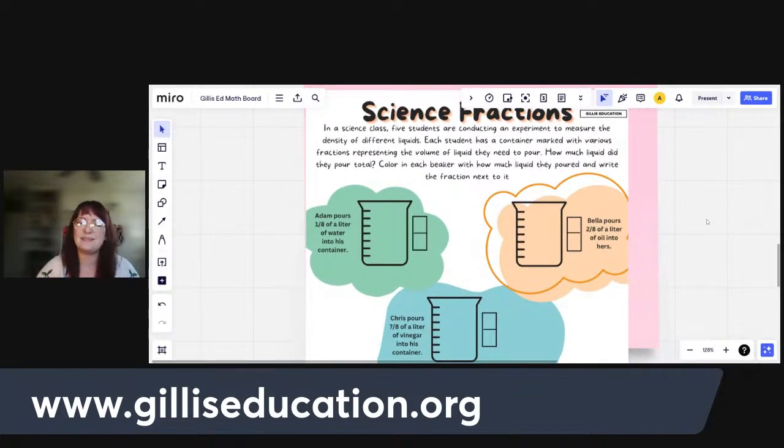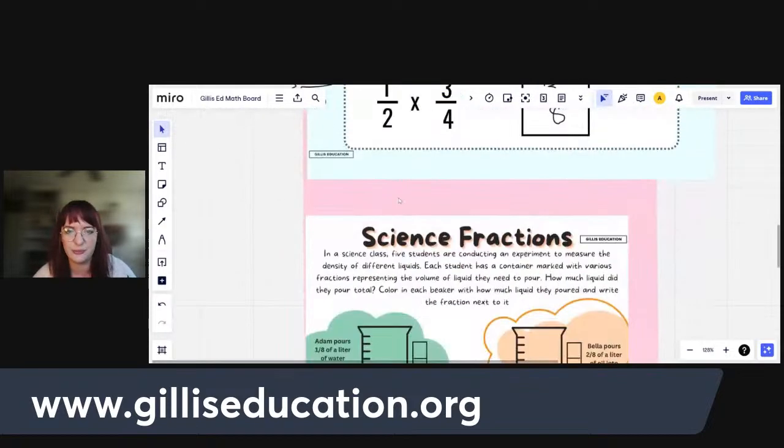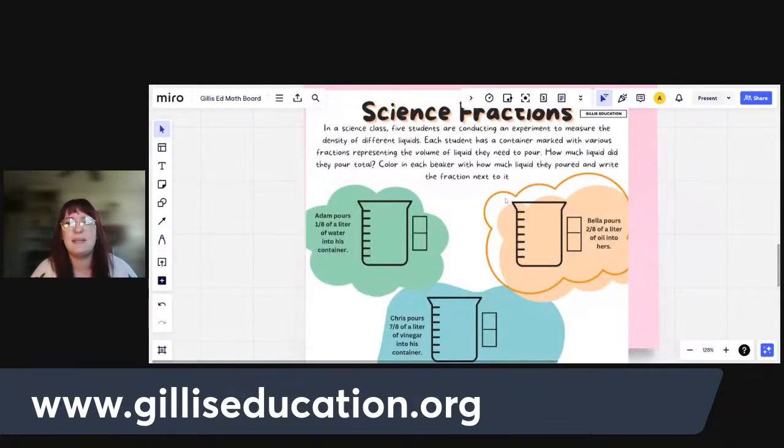So now this one is going to be our science fractions worksheet. It's also available, as are the previous two worksheets. So in a science class, 5 students are conducting an experiment to measure the density of different liquids. Each student has a container marked with various fractions representing the volume of liquid they need to pour. How much liquid did they pour total? You're going to color in the beaker with how much liquid they poured and write the fraction next to it.